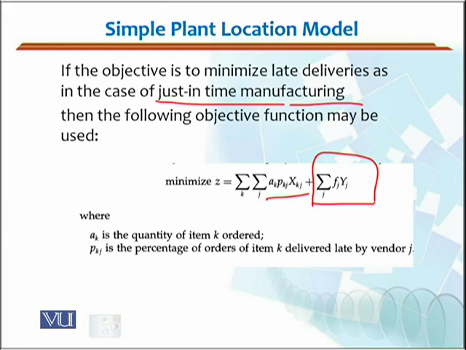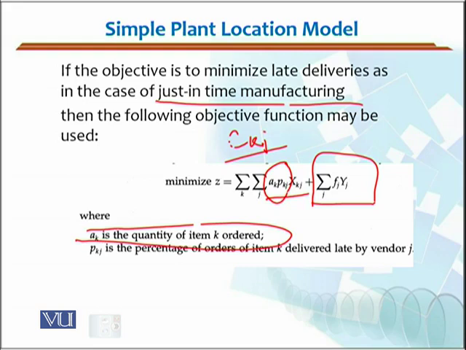Here we have two new parameters for just-in-time manufacturing, that is AK and PKJ. What is that? AK is the quantity of item K ordered, whereas PKJ is the percentage of orders of items delivered late by vendor J. So now we don't have the CKJ here in this objective function. जो एक variable cost थी जो purchasing cost थी जो पहले हमारे पास मौजूद थी, just in time में हमने सिर्फ एक modification कर दी, उसकी जगह पे A और P use कर लिया.